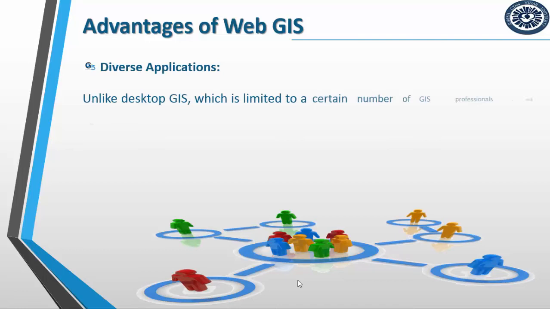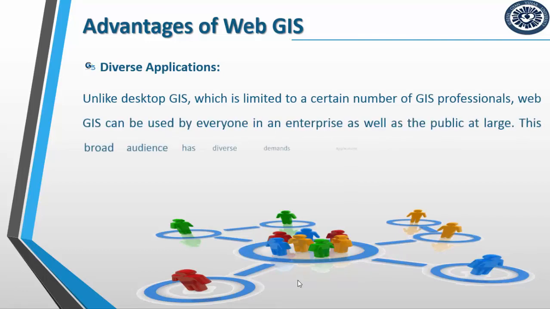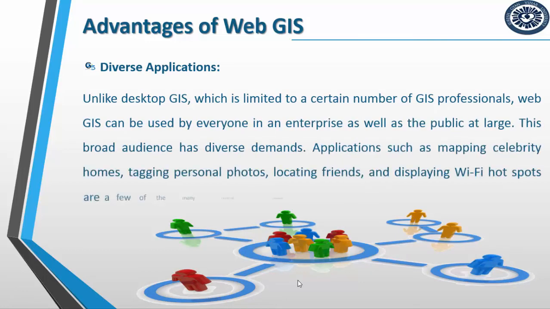Diverse application. Unlike desktop GIS, which is limited to a certain number of GIS professionals, WebGIS can be used by everyone in an enterprise as well as the public at large. This broad audience has diverse demands. Applications such as mapping celebrity homes, tagging personal photos, locating friends, and displaying Wi-Fi hotspots are a few of the many current examples of WebGIS. So, this is all about the advantages of WebGIS.